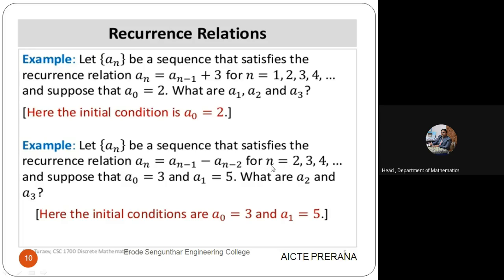Here for n equal to 2, 3, 4, and suppose that a0 equal to 3 and a1 equal to 5, now we find the values of a2 and a3. Substitute n equal to 2, a2 equal to a2 minus 1, that is a1 minus a0, 5 minus 3, therefore a2 equal to 2. The same way we calculate a3.